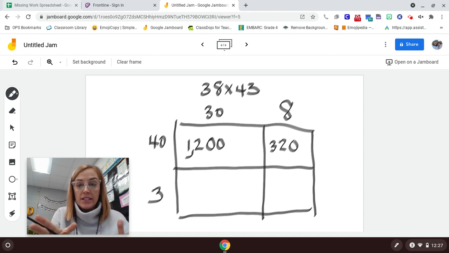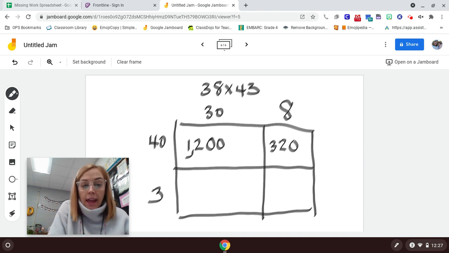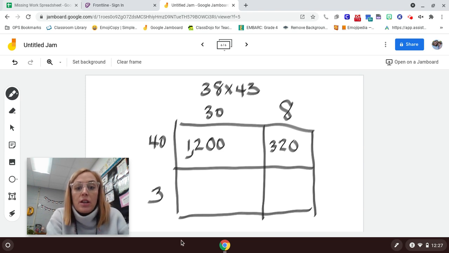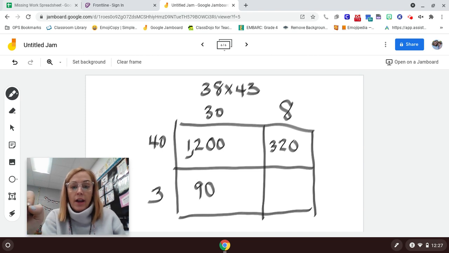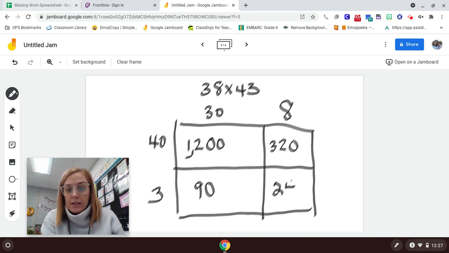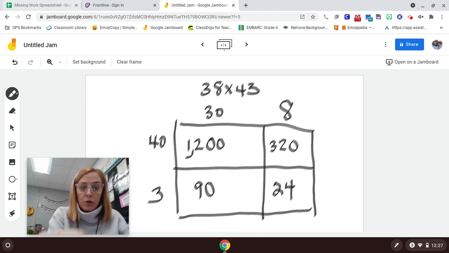Now, the first part's done. Now I have to go and look at this bottom set here. So I'm going to do 3 times 30 first. If I cover up my 0, I know 3 times 3 is 9. I put my 0 back on and I've got 90. And then I know that 3 times 8 is 24. Now I have the partial products that I can add all together.